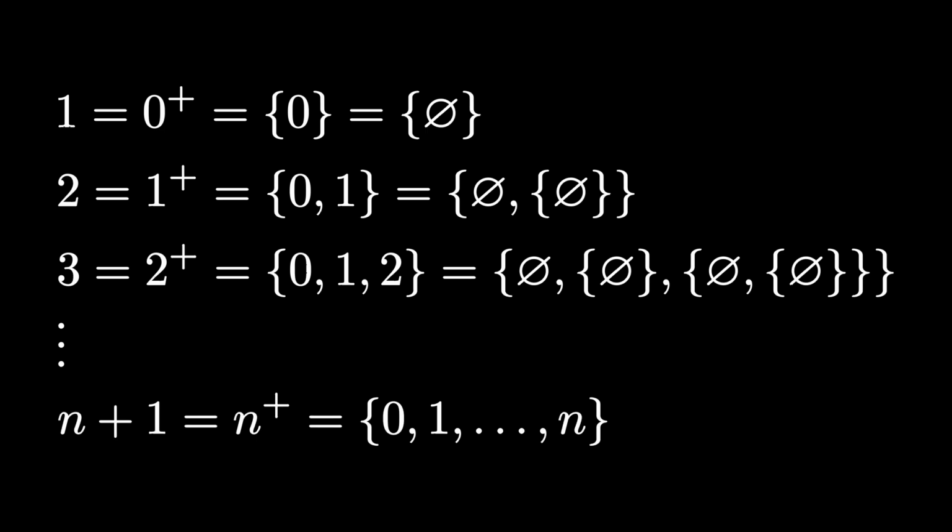For one, the ordering of the naturals is trivially easy to describe. You can see that 0 is an element of the set 1. Then 1 and 0 are both elements of 2, then 0, 1, 2 are elements of 3, and so on. So we can say a natural n is less than m if and only if n is an element of m.